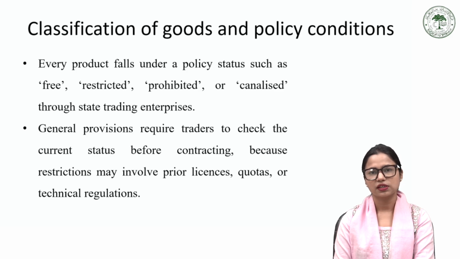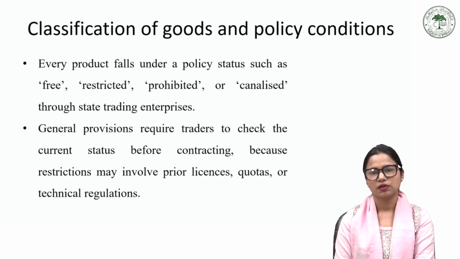How are the goods classified under the EXIM policy's general provisions? So the products are classified into free products, restricted products, prohibited products, or canalized products. The general provisions under the EXIM policy require the exporters to check the current status before contracting because restrictions may involve prior licenses, quotas, or technical regulations.